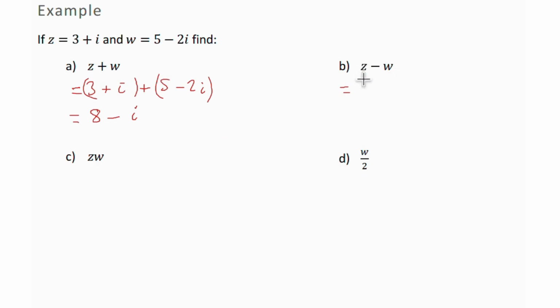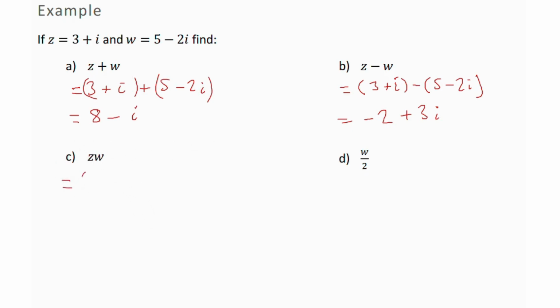We do the same with subtraction, so this is going to be (3 plus i) minus (5 minus 2i), and we do the same thing. 3 take away 5 is negative 2. i take away negative 2i is plus 3i, collecting like terms in a very similar way as we did there.